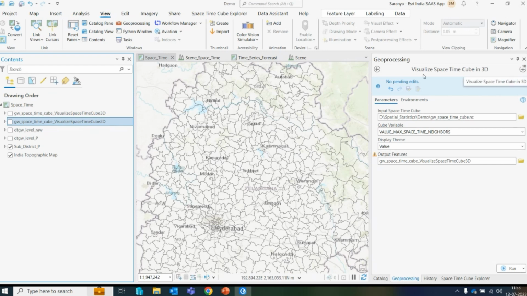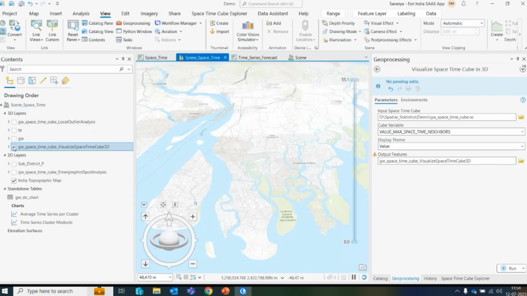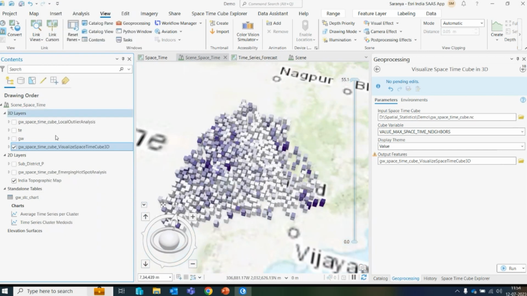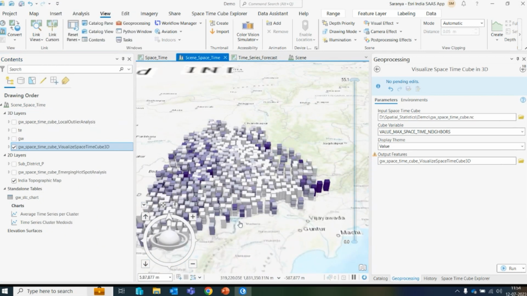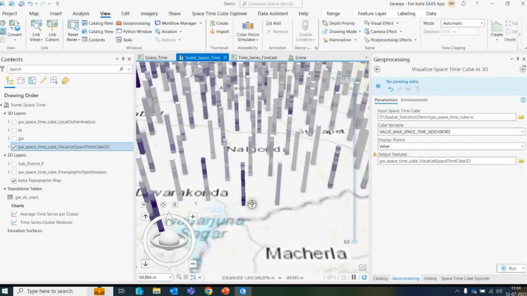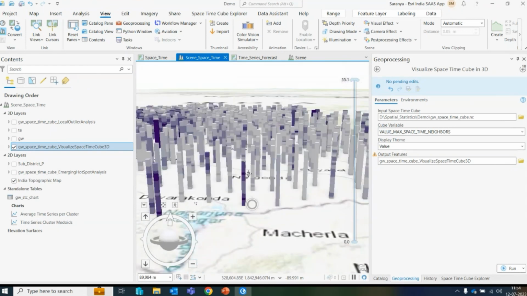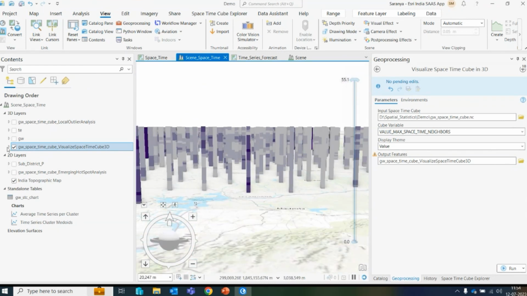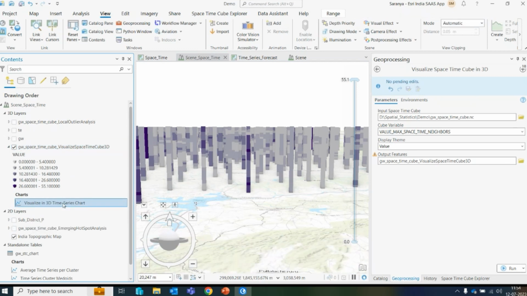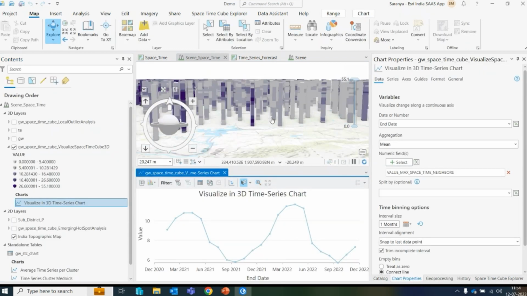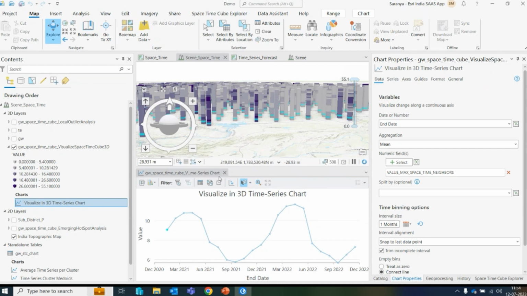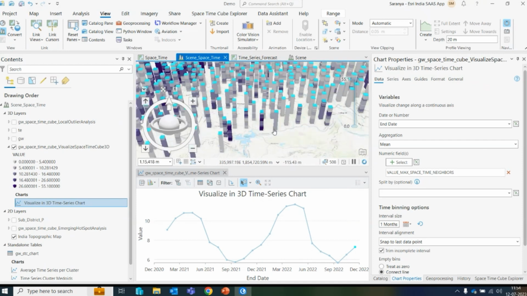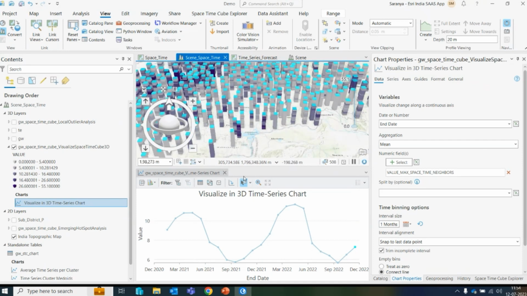So what I'm trying to do here is I ran the visualize space-time cube in 3D, and the same has been added in this. So let us zoom to that layer again. So here I have my data as a 3D cube. For each location, you can see the values. You can also open the visualize 3D chart to see the data sets. The bottom ones are the oldest data and the top ones are the most recent data sets. So here I have data till December 2022.